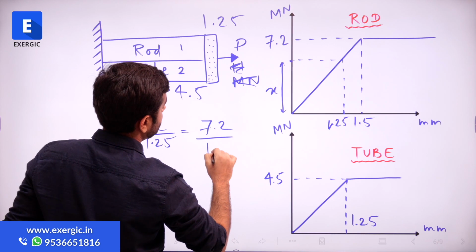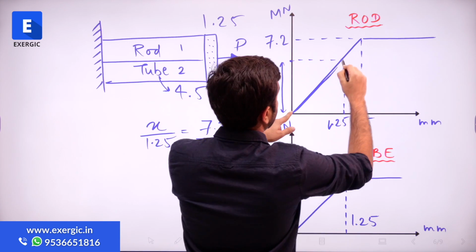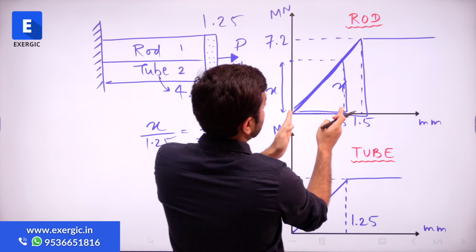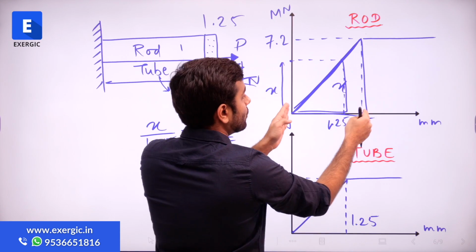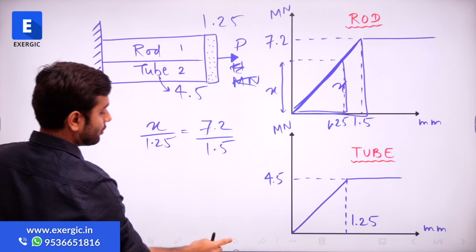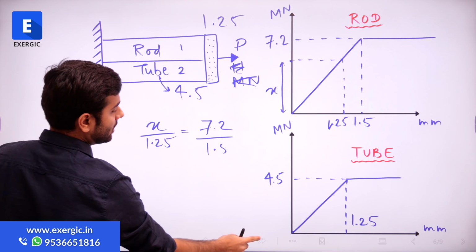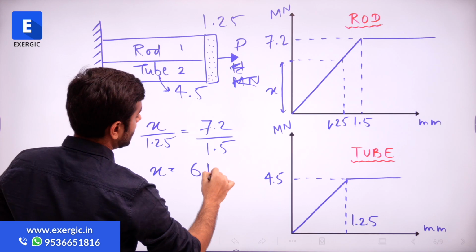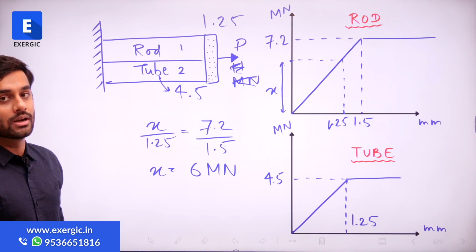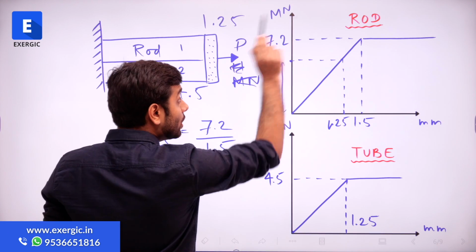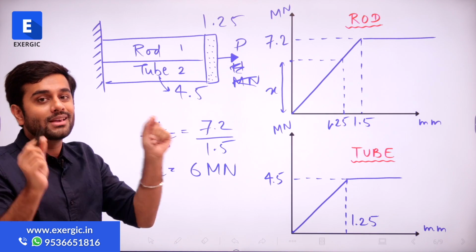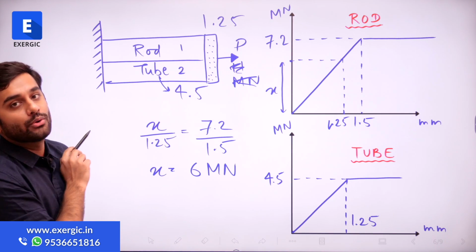You can also call it the similar triangle property. This triangle and this triangle are similar. This is X, this is 1.25, this is 7.2, this is 1.5. So their ratios are going to be the same. There are many ways in which you can proceed from there. When you solve it, the value of X you will get is 6 mega Newton. So this rod, when deformed by 1.5 mm, is going to bear 6 mega Newton.